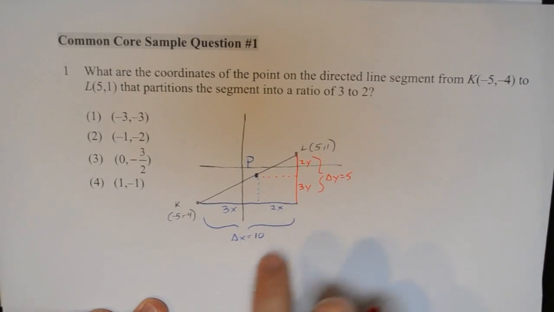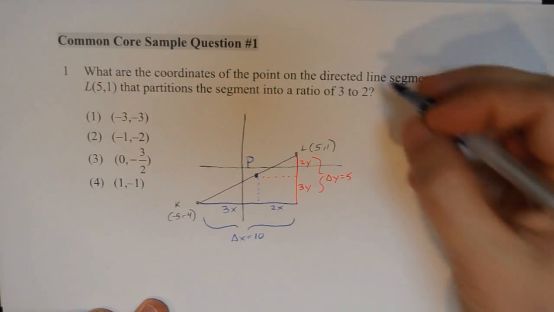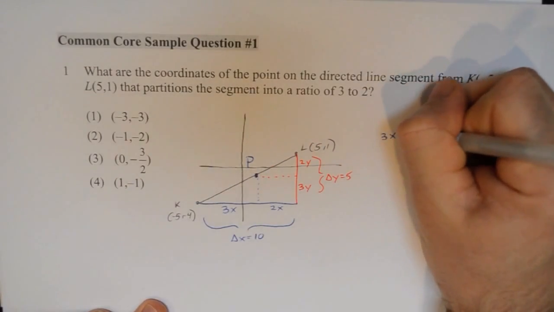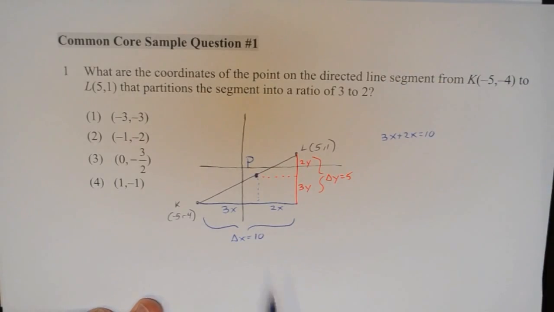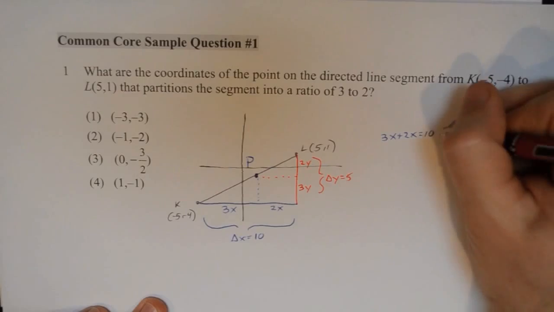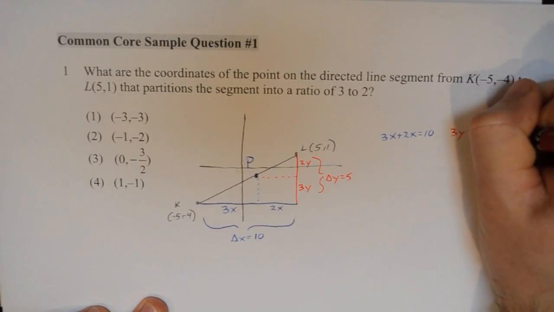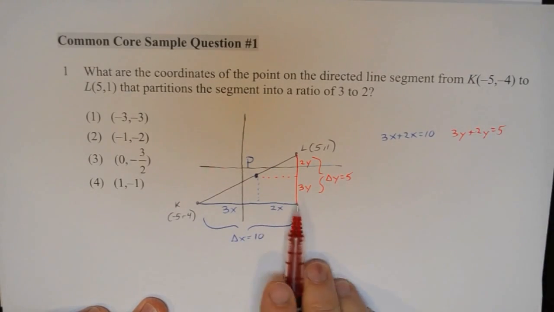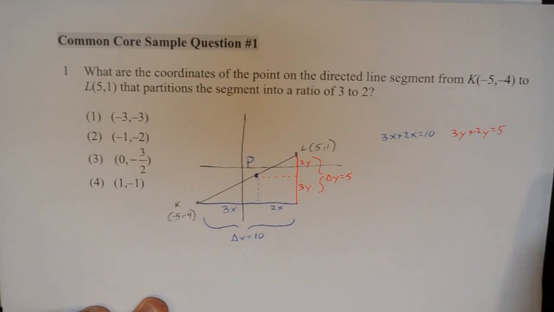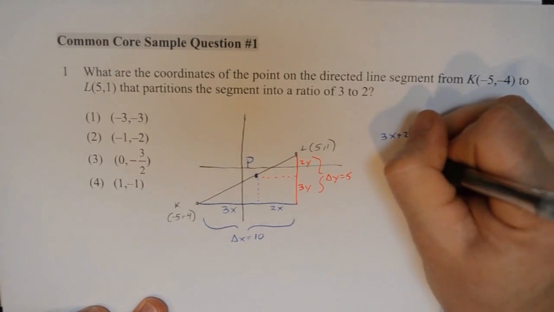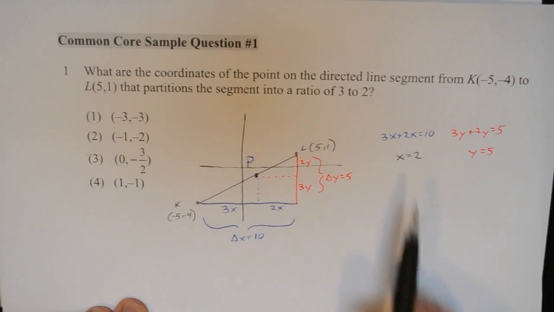So this yields 2 equations. First we have that 3x plus 2x equals 10, from this 3x and 2x being 10. And we also have 3y plus 2y equal to 5. That comes from this 3y and 2y being equal to 5. So over here we get y is equal to 5. On this side over here we get x is equal to 2. And now we just have to sub back in.